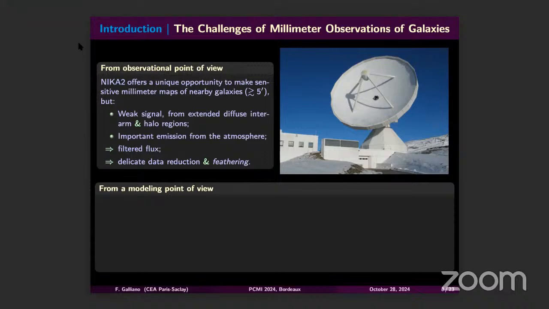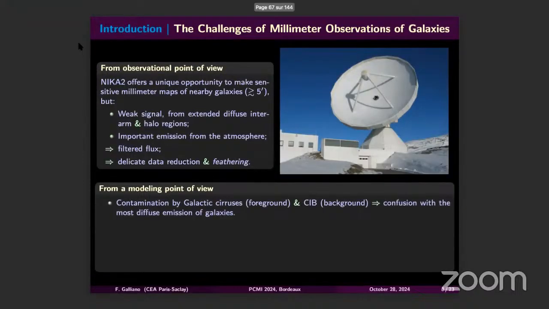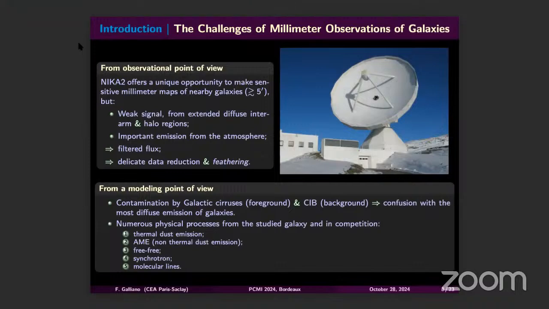And from a modeling point of view, this is also quite complex because there are some contributions from the galactic sources and from the cosmic infrared background that we need to take into account. And there are numerous physical conditions that contribute to that, as I showed you before.